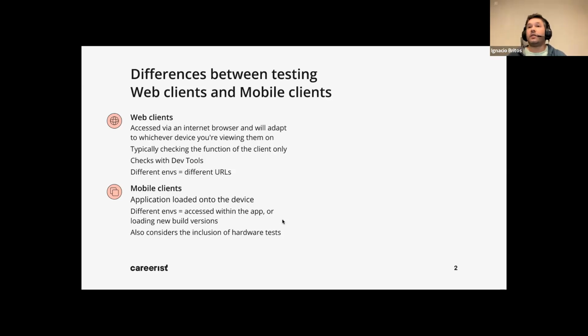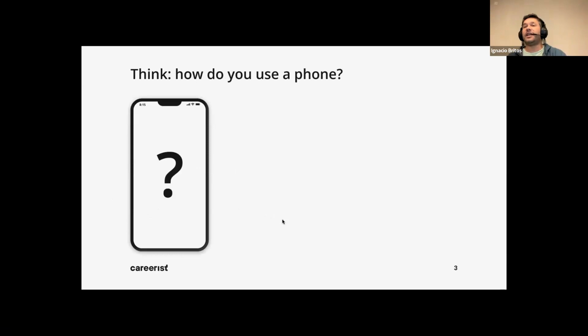Okay, so the way of accessing those environments is by changing the URL. That's for web clients. And for mobile clients, as I mentioned, for different environments, you need to load specific builds or different build versions. And also in mobile clients, you should consider including some hardware tests. What does that mean? Let's just go to the next thing.